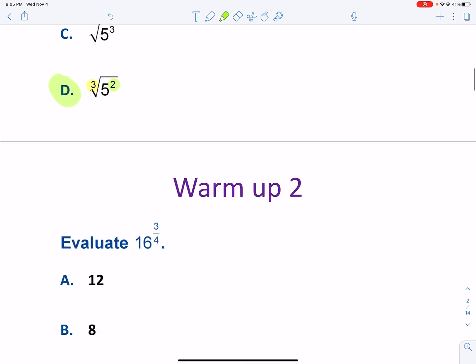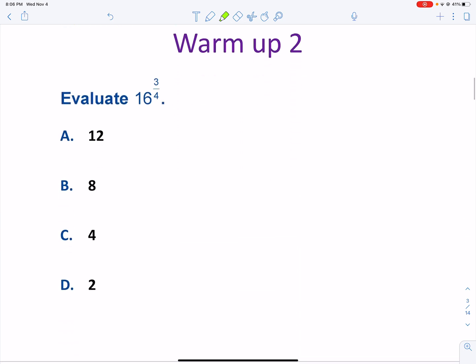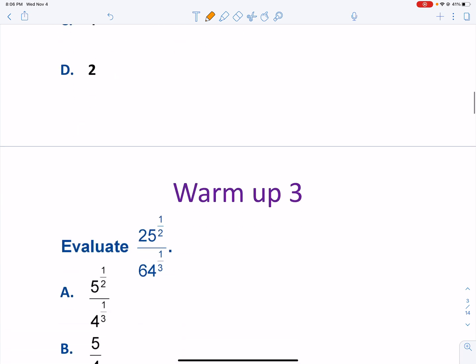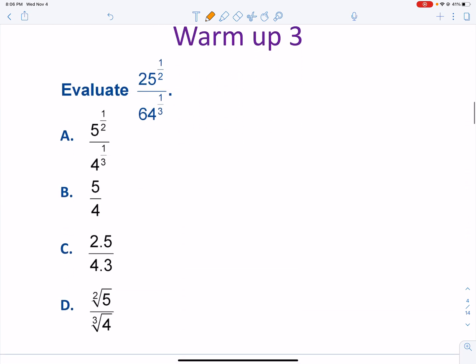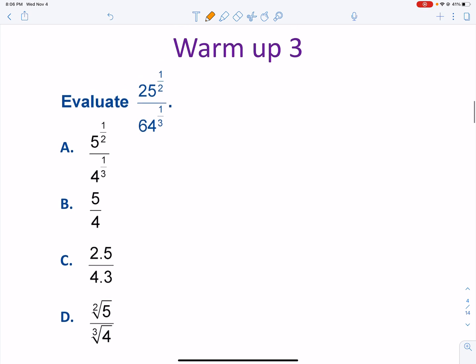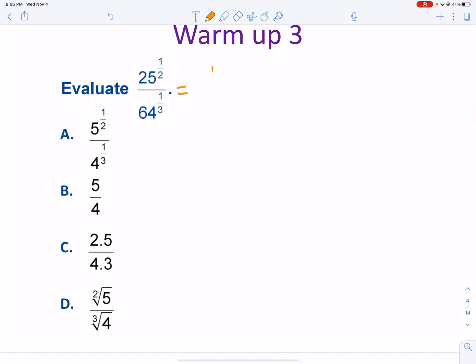Okay, so try 2. This would be no calculator. I'm going to pause, and then you're going to do it. So I should know the 4th root of 16 is 2. So 2 cubed is 8. So that's my answer on this one. On this one, pause and try it. 25 to the 1/2 is 5. 64 to the 1/3 is 4. So my answer is 5/4.